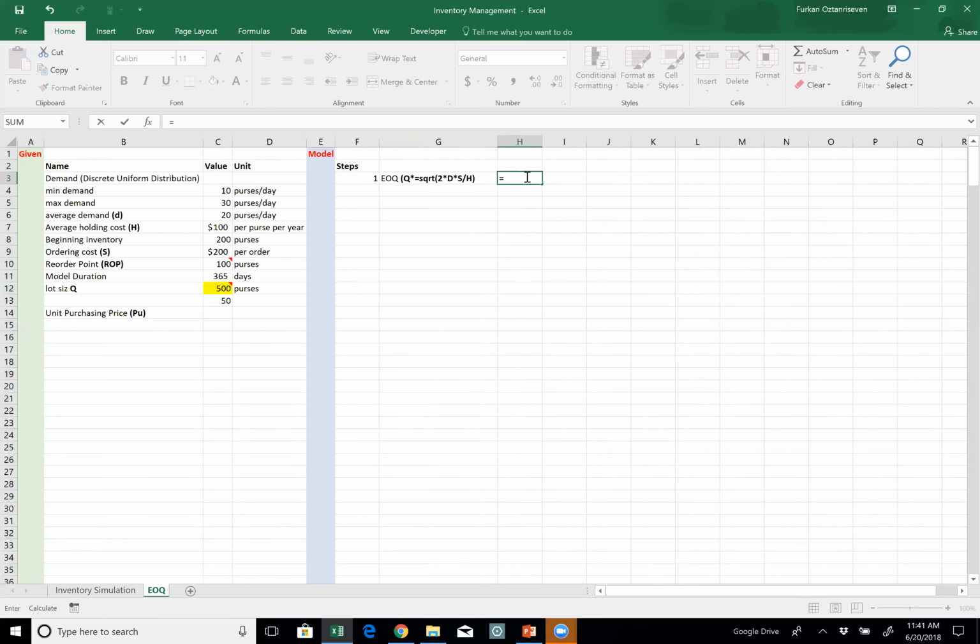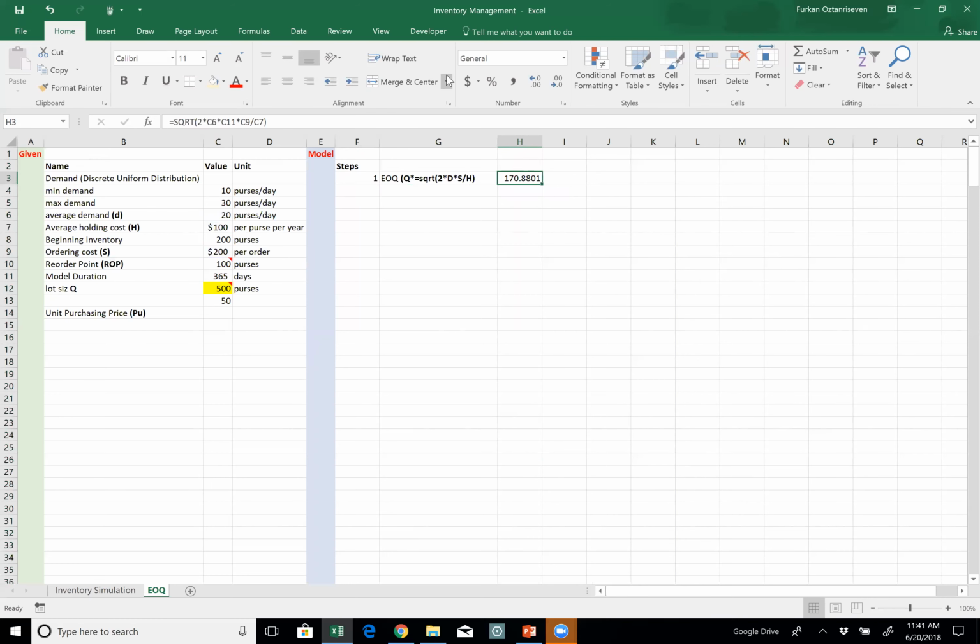So let's do that. Square root of 2 times capital D. I don't have capital D, but I have small d. To calculate capital D based on small d, I can multiply that per day demand with the number of days in a year. That will give me capital D, times capital S, ordering cost per order, which is right here, $200, divided by capital H, which is holding cost rate per year. That would give me my best order quantity.